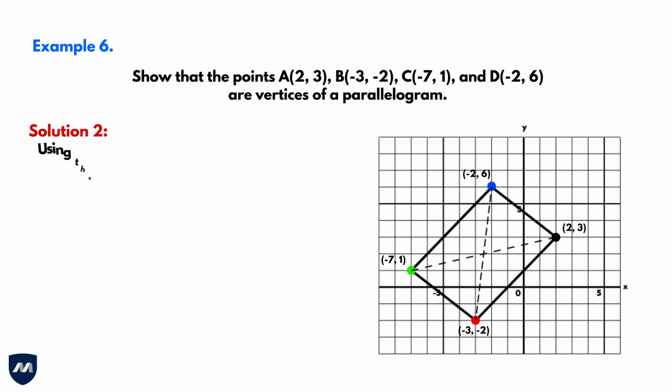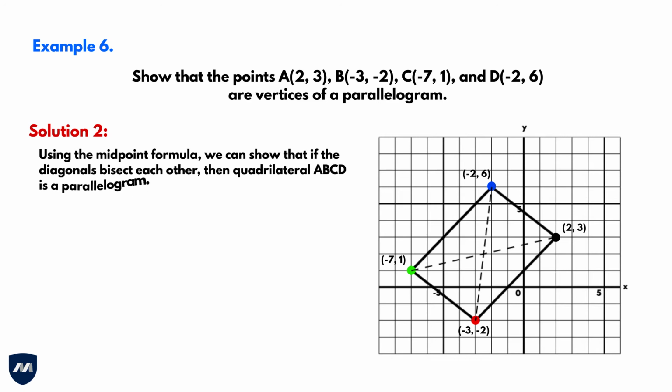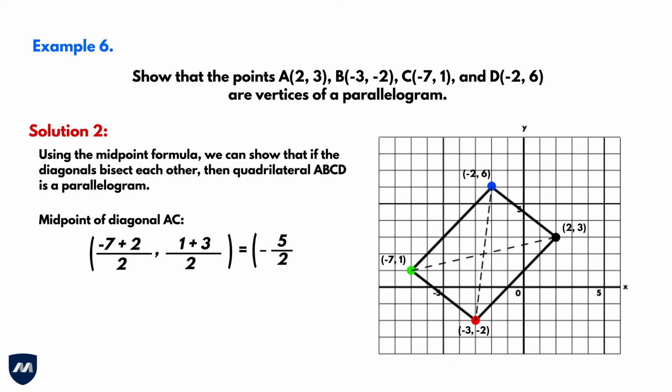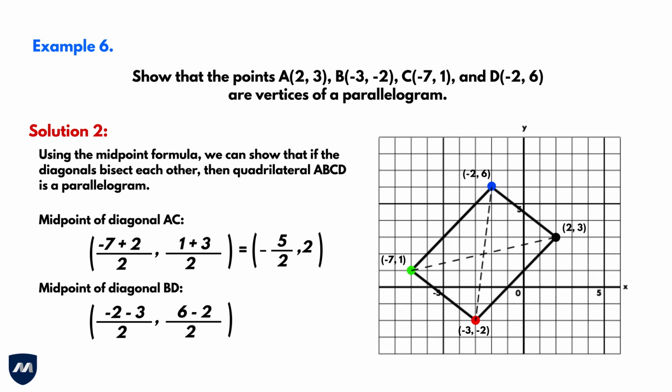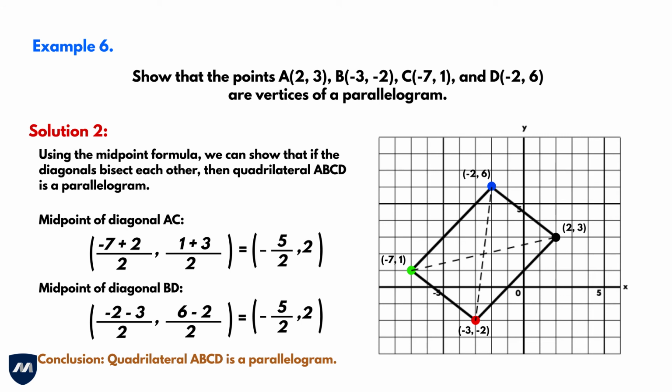Solution 2. Using the midpoint formula, we can show that if the diagonals bisect each other, then quadrilateral ABCD is a parallelogram. Midpoint of diagonal AC: ((-7 plus 2) over 2, (1 plus 3) over 2) is equal to (-5 over 2, 2). Midpoint of diagonal BD: ((-2 minus 3) over 2, (6 minus 2) over 2) is equal to (-5 over 2, 2). Conclusion: quadrilateral ABCD is a parallelogram.